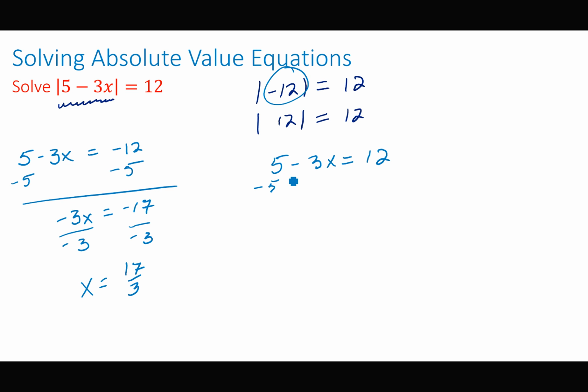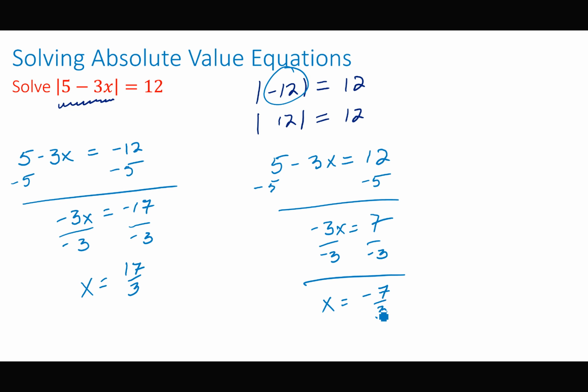This other one, I'll subtract 5, so negative 3x then would be a positive 8, or a positive 7, sorry. Divide by negative 3, divide by negative 3. X would be a negative 7 thirds. So those are my two solutions for this absolute value equation.